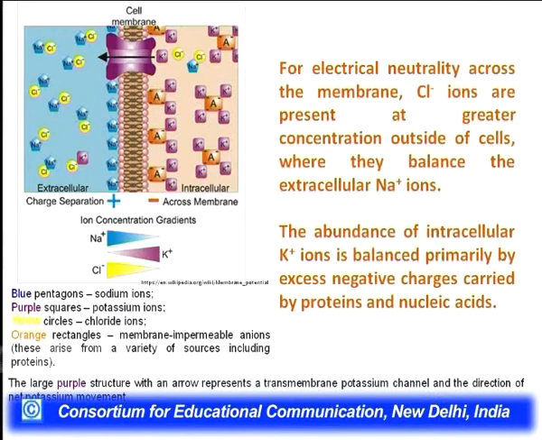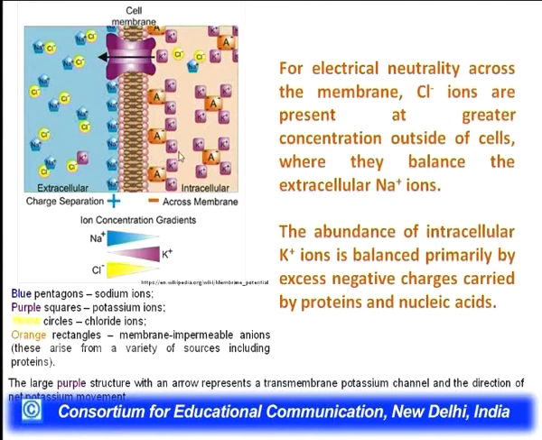You can see that for electrical neutrality across the membrane, if you look at this diagram, this is the plasma membrane or cell membrane, this is the extracellular part and this is the intracellular part. In the extracellular part, the sodium concentration is high. You can see that there are pentagons, the sodium ions, much more in number than inside. Inside, the potassium concentration is much higher. These purple squares are the potassium ions, which are much higher than what they are extracellularly.